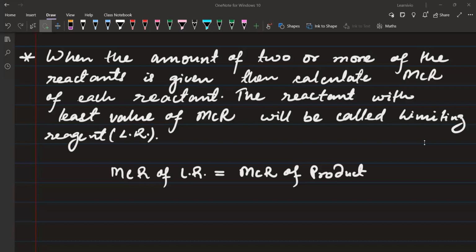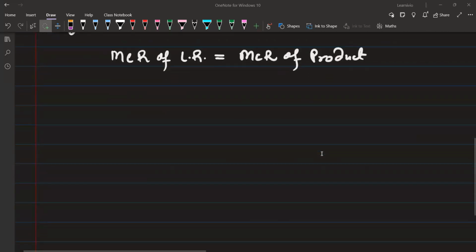Now write one more point here. What is limiting reagent, by the way? Limiting reagent is that reactant which gets completely consumed. What did we say? Completely consumed in a reaction.